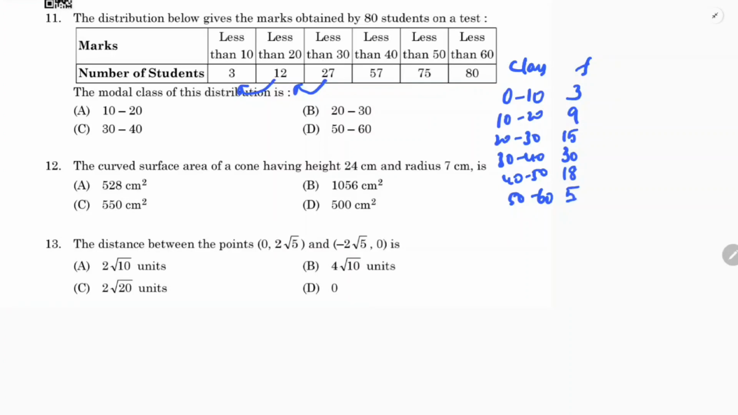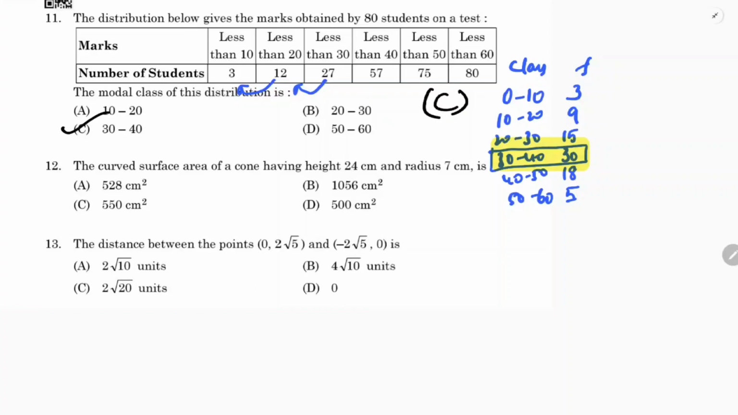Now we need to select the modal class. The modal class is clearly the one with the highest frequency, which here is 30. So this is the modal class. Modal class is 30 to 40. So 30 to 40, the correct option is C.